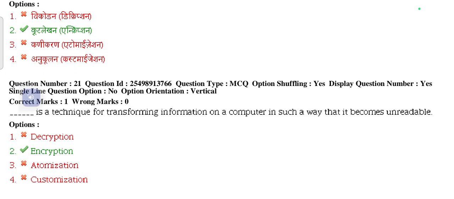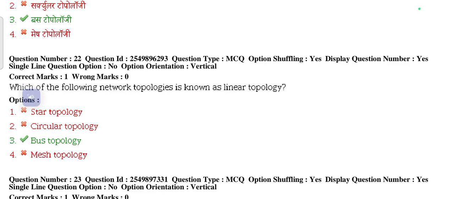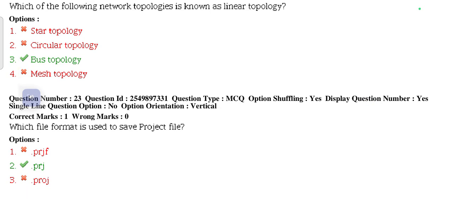Dash is a technique for transforming information on a computer in such a way that it becomes unreadable. Encryption. Which of the following network topologies is known as linear topology? Bus topology. Which file format is used to save a project file? .prj.